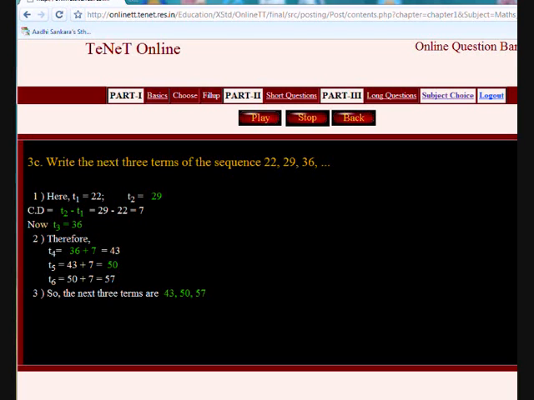Given that the third term equal to 36, therefore the fourth term T4 equal to 36 plus 7 equal to 43. Fifth term T5 equal to 43 plus 7 equal to 50. T6 equal to 50 plus 7 equal to 57. So the next 3 terms are 43, 50, 57.